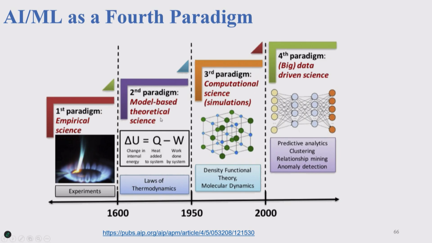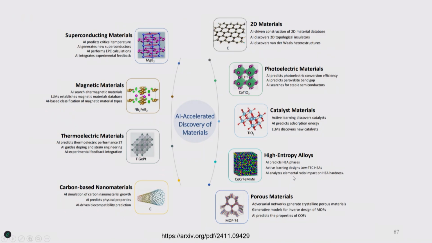The second paradigm is model-based theoretical methods, such as laws of thermodynamics, like first and second law. The third paradigm is computational science, like we talked about DFT, MD, and so on. And the fourth paradigm, especially after the 2000s, is predictive analytics, or big data science and machine learning techniques.